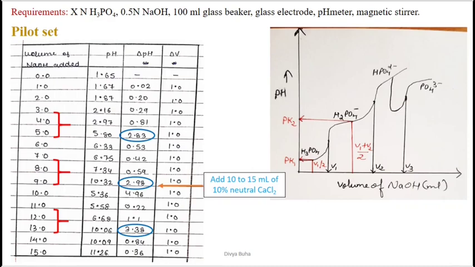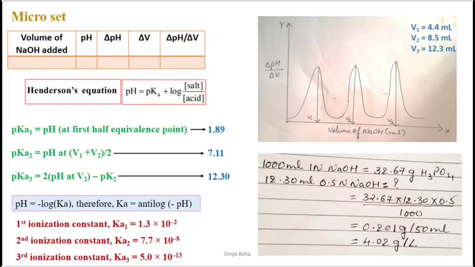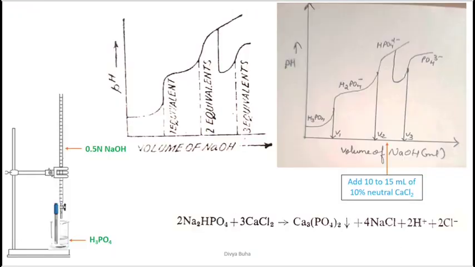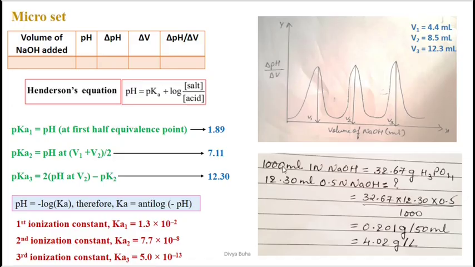And you can even find out the normality of H3PO4, which is being given to you, okay, with the help of N1V1 equals N2V2. Okay, so you can even find out the value of H3PO4 in grams, which has been given to you, or which you have taken in a beaker. Okay, so 1000 ml 1 normal NaOH equals 32.67 gram H3PO4, and 12.30 is the total amount of NaOH which is required for the complete neutralization of H3PO4, right?